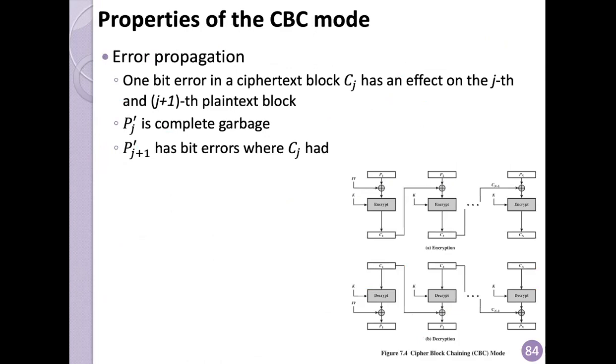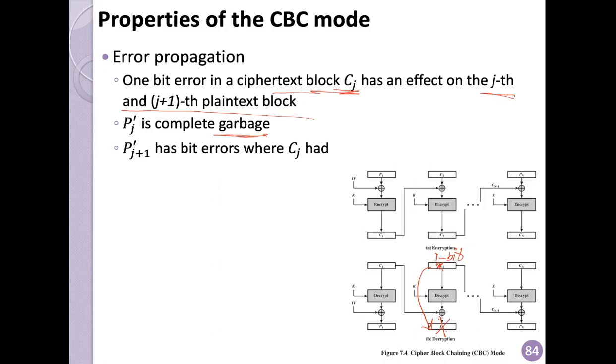Okay, now let's talk about error propagation. In terms of error propagation, a 1-bit error in the ciphertext CJ has an effect on the jth and J+1 blocks of plaintext. If something goes wrong here, let's say 1 bit of this goes wrong because of a transmission error or something. Of course, when I decrypt this, P2 is not going to be useful. P2 is going to be garbage because of the diffusion properties. You change 1 bit, many bits here are going to be different.